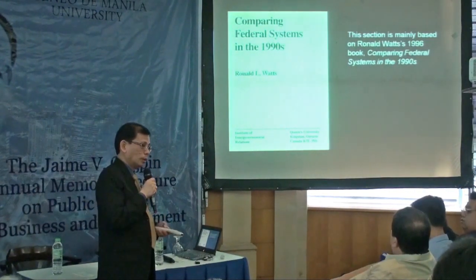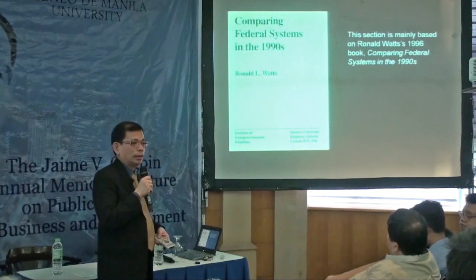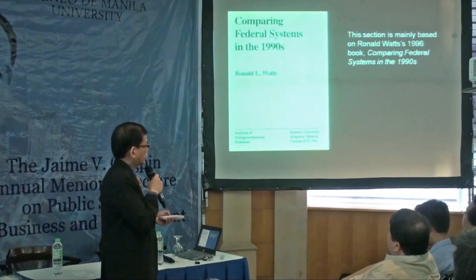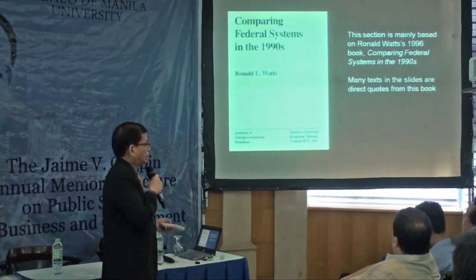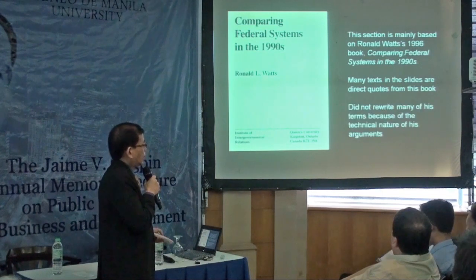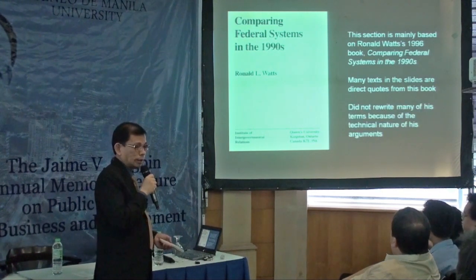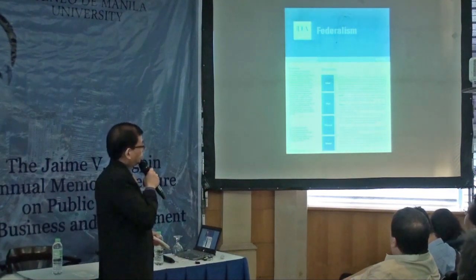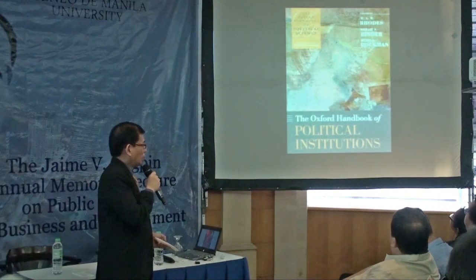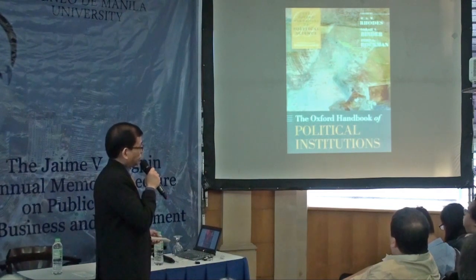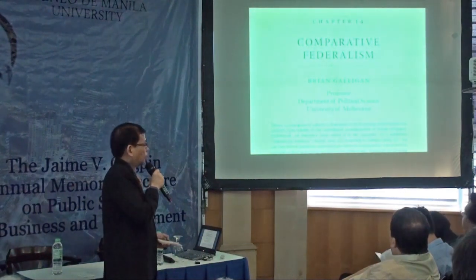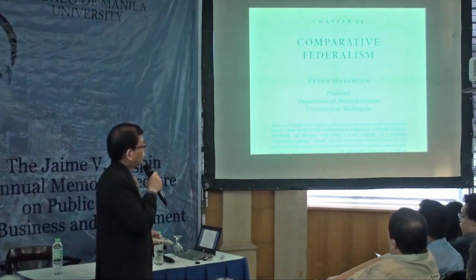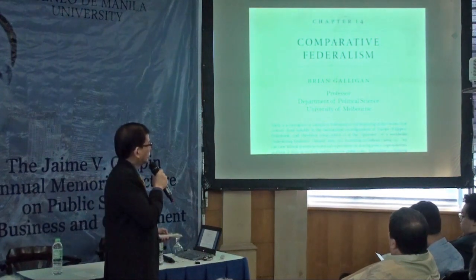It is one of the most useful also because it gives a cogent introduction in just about 150 pages of what federalism is. Many texts in the slides are direct quotes from this book. I did not rewrite many of his terms because of the technical nature of his arguments. I'm also going to use Ateneo's Federalism and an article from the Oxford Handbook of Political Institutions, an article from Brian Galligan, a professor of political science from University of Melbourne, on comparative federalism.